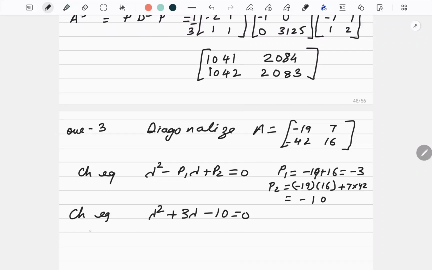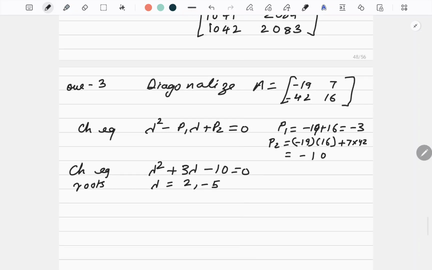Now use your calculator, solve this equation. So you will get the roots of this equation. So lambda is equal to 2 and minus 5, which are the eigenvalues. Now how to check whether my eigenvalue is correct or not? Just add these two values. You are getting minus 3, which is equal to the sum of diagonal elements. So this is a check. Now let me find out the eigenvector.